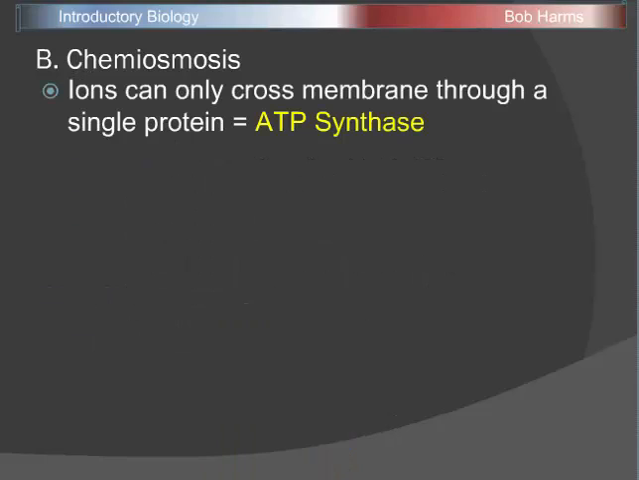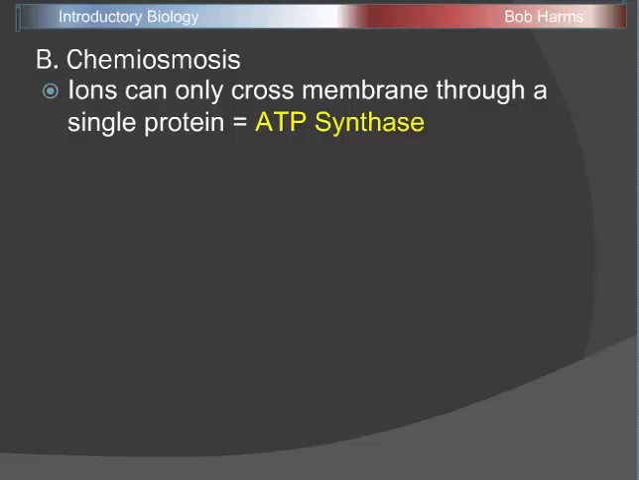So if we take a look at chemiosmosis, the hole in the dam, or the only place that these H+ can come rushing back through that membrane, is through a particular protein called ATP synthase. So ATP synthase does represent the hole in the dam or the floodgate. That's where the H+ can come rushing through. And ATP synthase is a couple of different proteins that basically create a turbine.